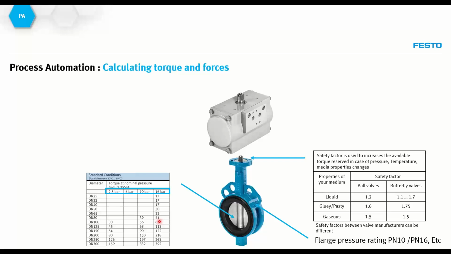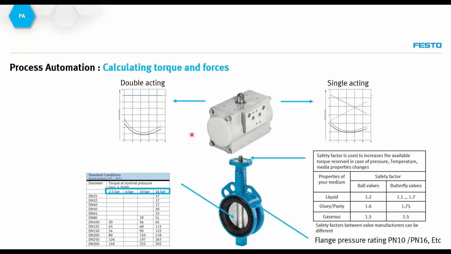Second thing we have to look at is the safety factor. This safety factor varies between valve manufacturers. Every valve manufacturer recommends having a reserve torque. In process automation, we are controlling the media, and there is variation in the temperature, the pressure, and the media property, so it changes the torque requirements. Therefore, we have to consider the safety factor while sizing my actuator.